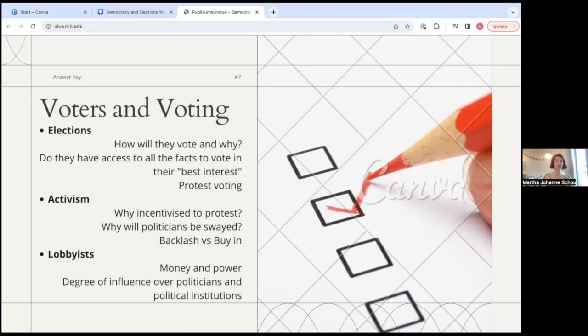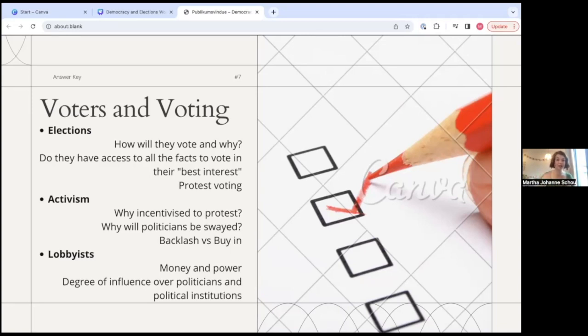And when you do that, it's important to consider if they have access to all the facts to vote in their own best interest. Because often we like to assume that people are perfectly rational and that they'll do the thing that is best for them. So they'll vote for the politician that will give them the best lives ultimately. And that's also what we're trying to prove, that these politicians are able to give them the best life. This is not always true.